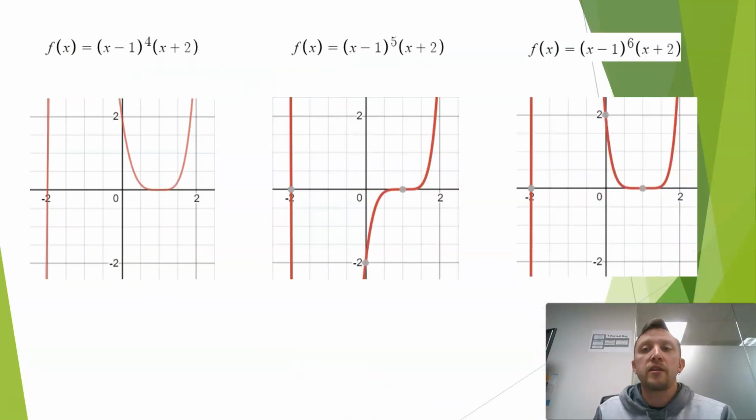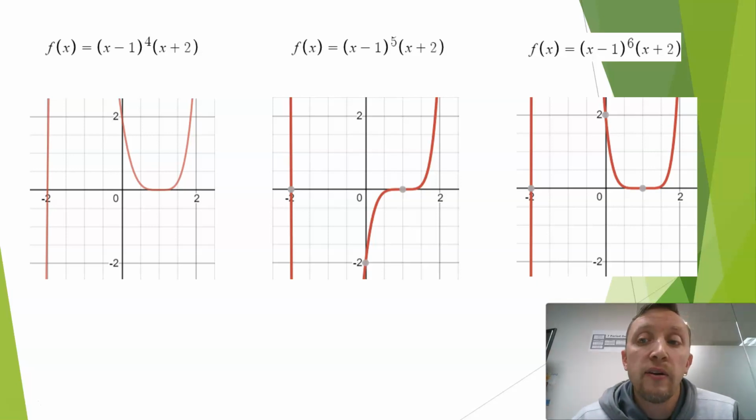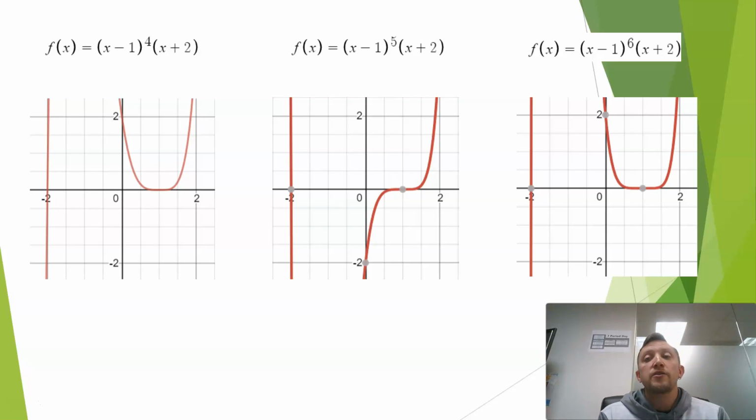Actually, before that, let's look at these other ones. So here we would have x minus 1 to the fourth power. So again, all of these are x minus 1s and x plus 2s. Okay, so you have x minus 1 to the fourth power. It bounces or reflexes off that point. X minus 1 to the fifth power. It goes through that point. X minus 1 to the sixth power. It bounces off that point. So here's what we're getting at.